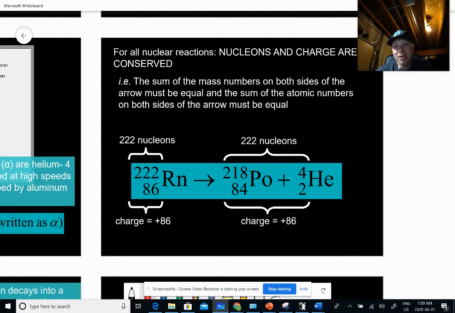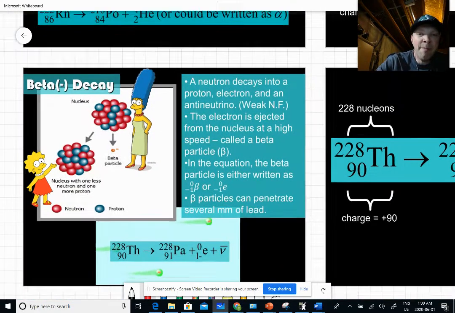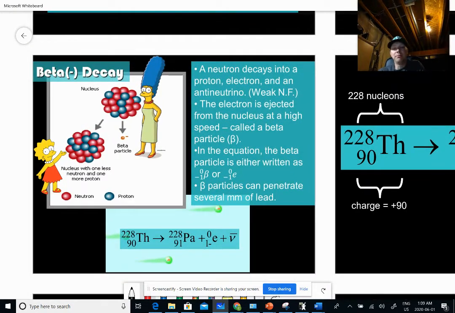All right, and this slide is just going through what I just talked about, conservation of nucleons on the top and conservation of charge on the bottom. All right, so that is alpha decay. The next type of decay we have is beta decay.